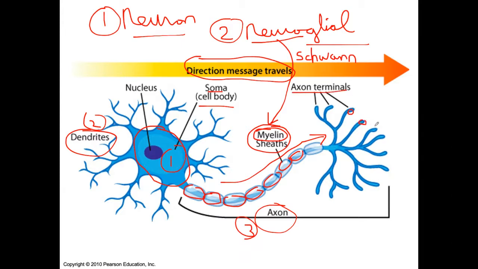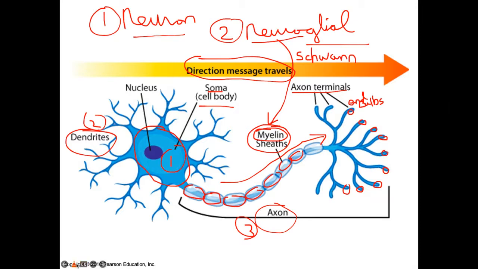And at the end of these axon terminals, there are proteins hanging out in here. And these proteins are called neurotransmitters. They're found in these, what we call end bulbs or synaptic end bulbs. What we have in these synaptic end bulbs are neurotransmitters.